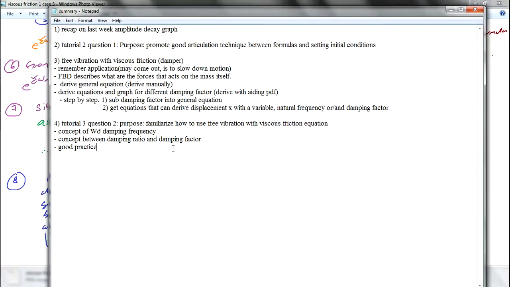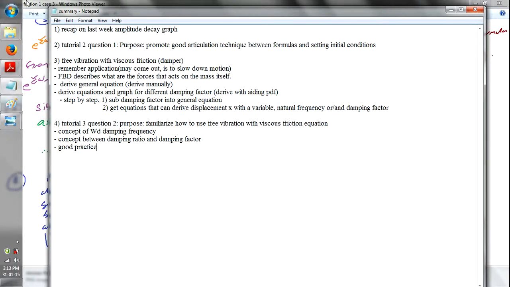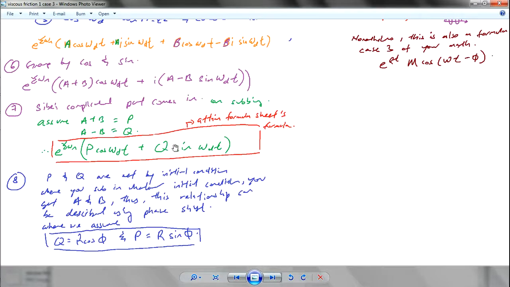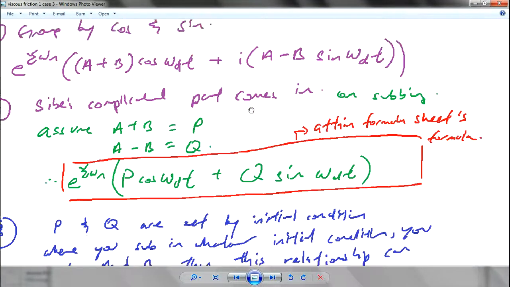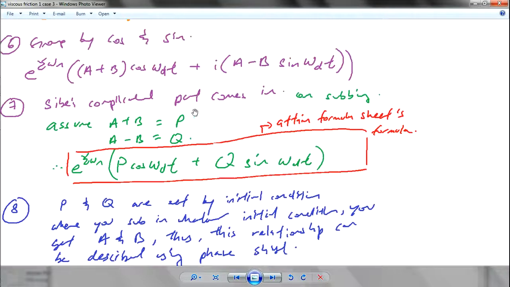This is a video on tutorial 3 question 2. Before I start, I need to make very clear that this equation is case 3. Just to let you know, if you remember, we got a lot of case 3.